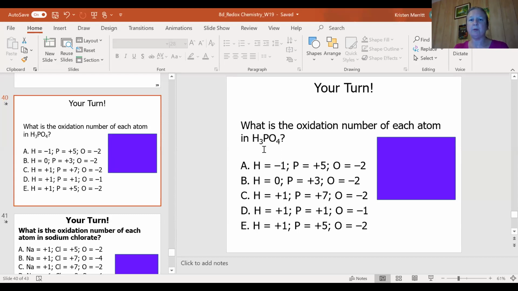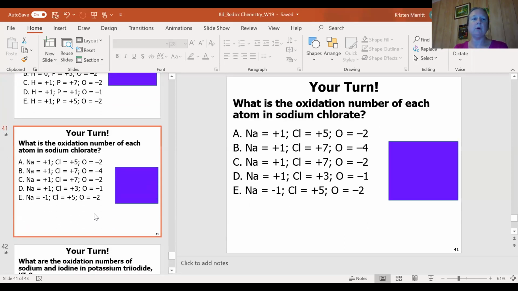So hydrogen is +1, right? Oxygen is -2, and the phosphorus is +5. So 5 plus those 3 is 8, which is going to equal the -8 of here. So the answer is E. So try to work that one out.